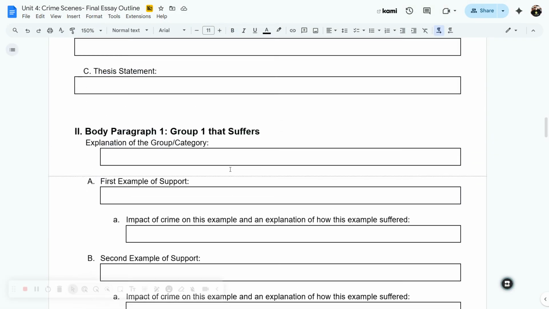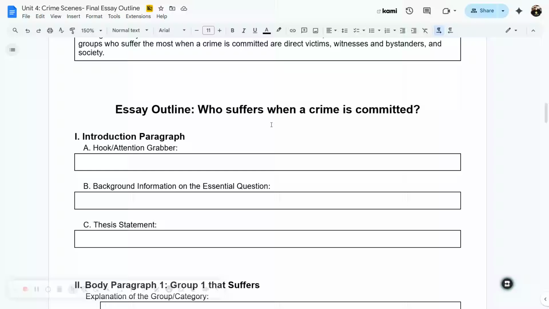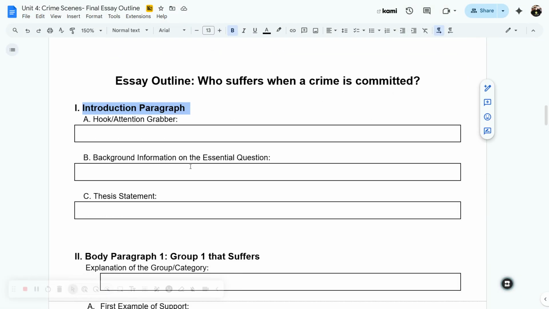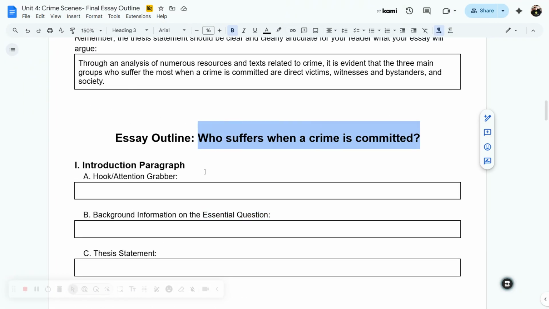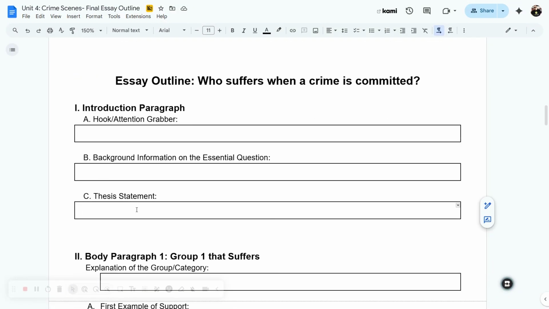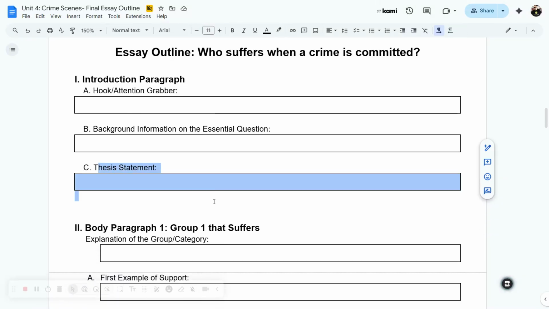All right. We're going to be working on just the introduction today. Now remember, we're arguing who suffers when a crime is committed. An introduction paragraph, as you know, we've done this several times this year, usually starts off with a hook or attention-grabbing sentence. That's usually a sentence to get your reader's attention about your topic. Then a little background information on what your essay is going to be focusing on. That's your essential question. And then your thesis statement. That is always the last sentence of your introduction paragraph, because that's going to tell your reader what the rest of your paper is going to be about.